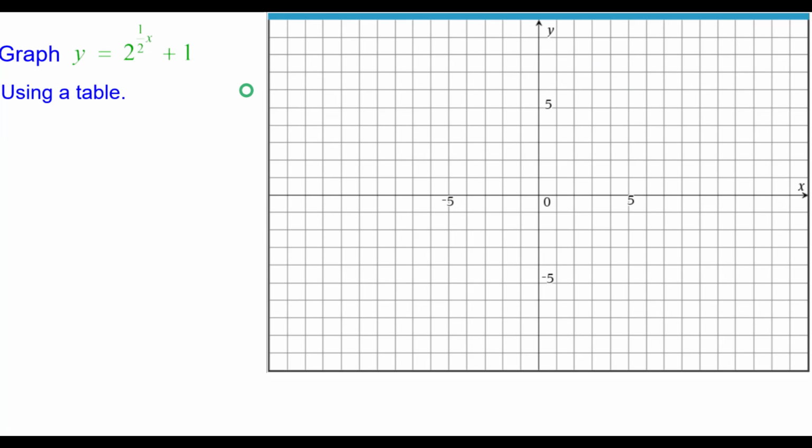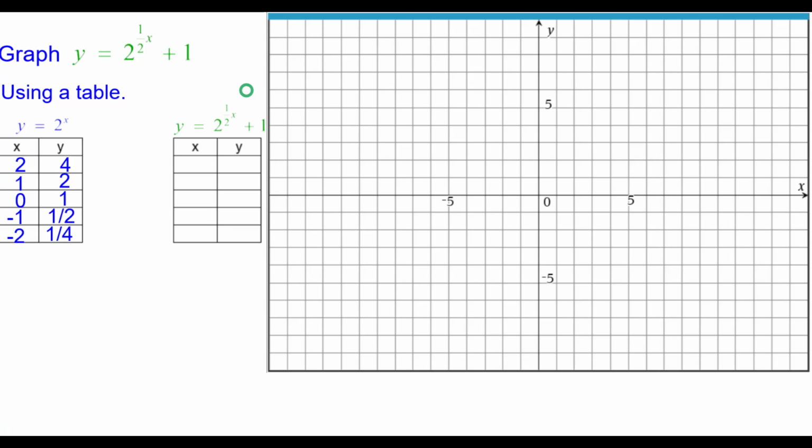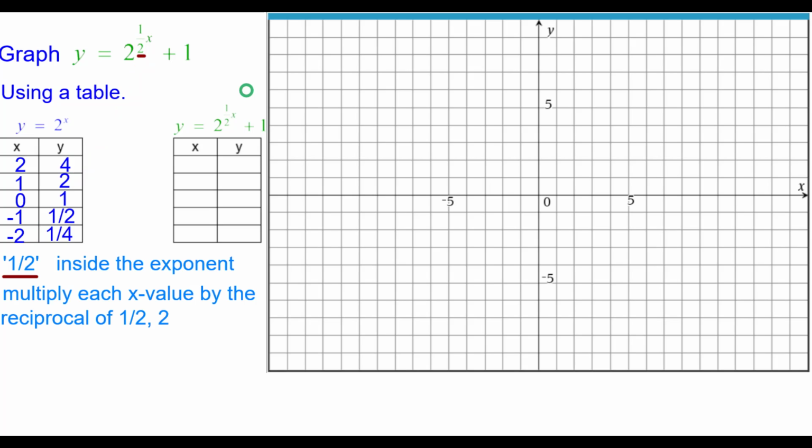Let's go ahead and do the second way using a table. Here's our 5 points that we'll use in our normal y equals 2 to the x parent function. The 1/2 that's inside the exponent, we need to multiply each x value by the reciprocal of 1/2, which is 2. So we'll start doing that. 2 times 2 is 4. And I'd like you to go ahead and pause, finish this table here on the x values, resume when you're ready. 1 times 2 is 2, double 0 is still 0, -2, and -4.